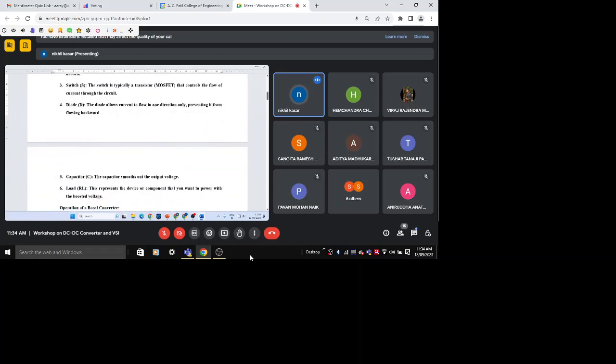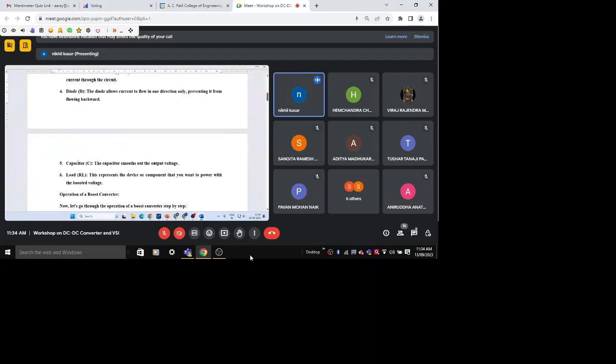As we all know, diode is a unidirectional current device. Current always flows only in one direction. So this diode allows current to flow in one direction and it prevents it from flowing backward. Everyone knows the application of diode.